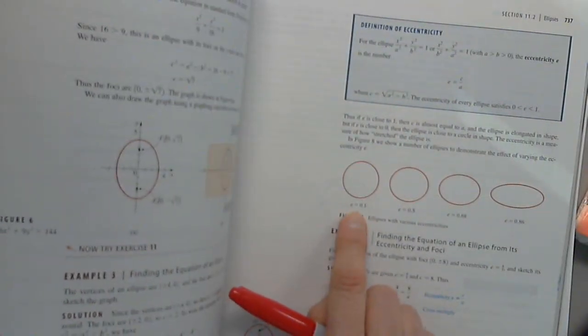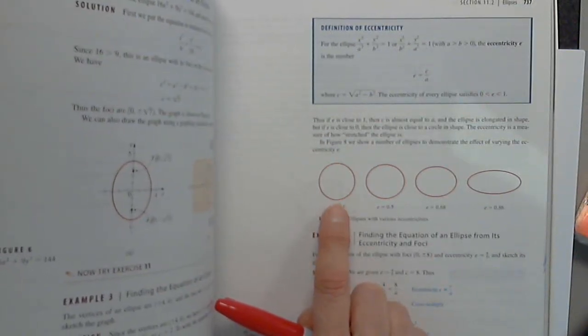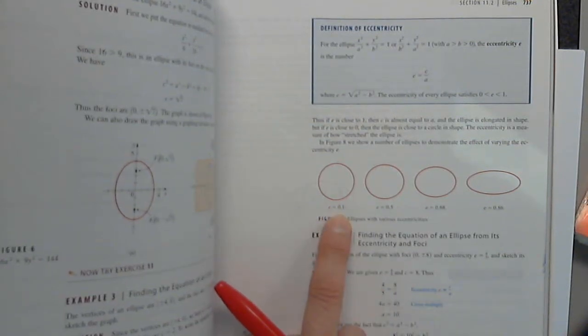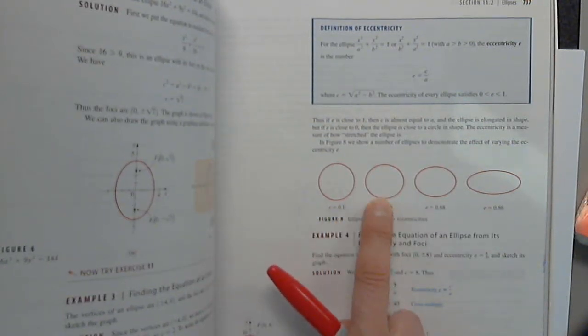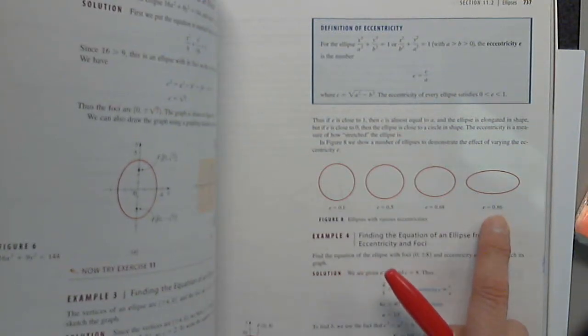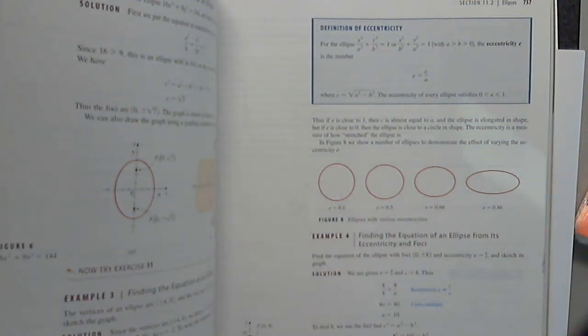And I like this. With the eccentricity close to 0, it's very difficult to see whether it's a circle or an ellipse, right? And this is 0.1, 0.5, 0.68, 0.86. The closer we get to 1, the more away from a circle the ellipse is.